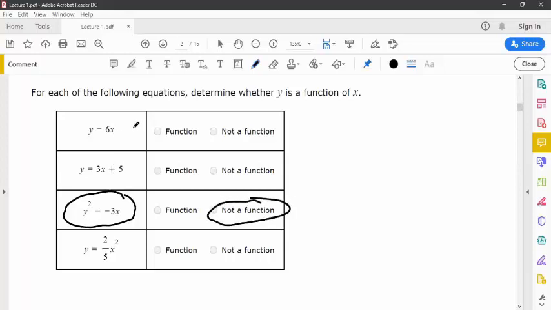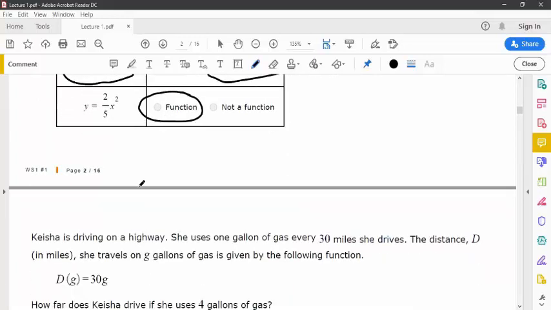So the first, Y equals 6X, this is what we call a linear function. We'll talk about more later. So that would be a function. Y equals 3x plus 5. Again, it's just y to the first power. This is also a linear function. And the last one we call a quadratic function, anytime x is raised to the second power, and this would also be a function. So again, just pay attention to the y variable. If it's raised to the second power, then it would not represent a function.